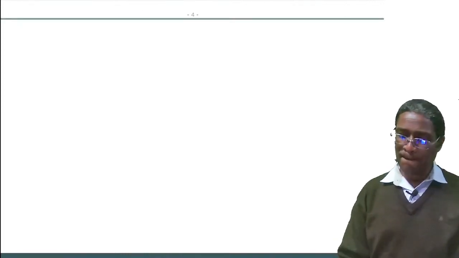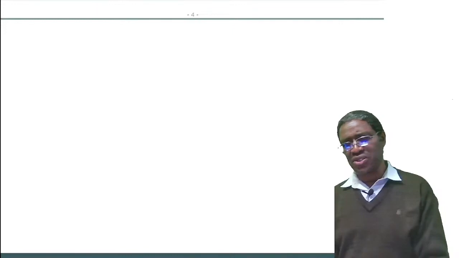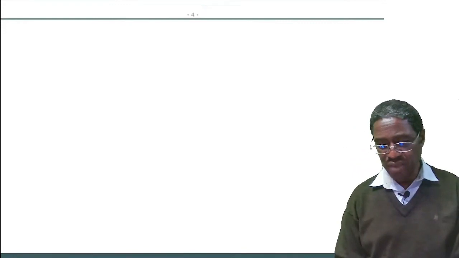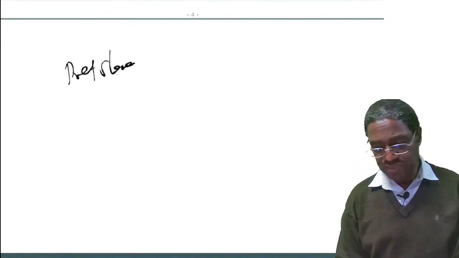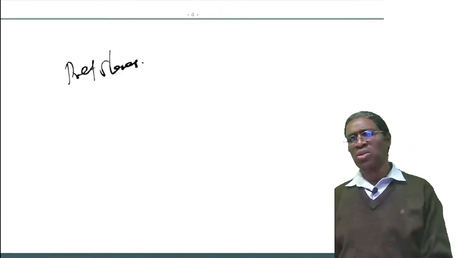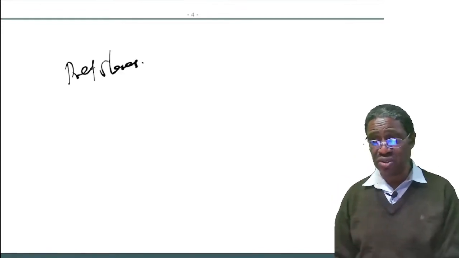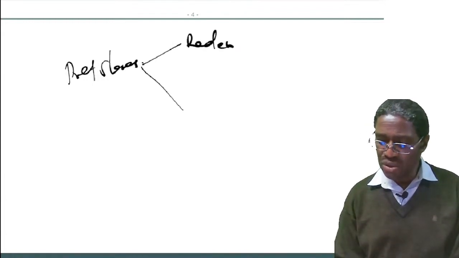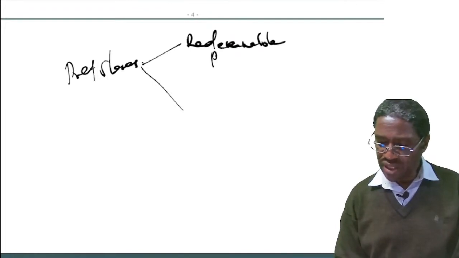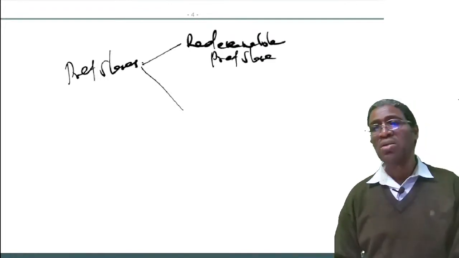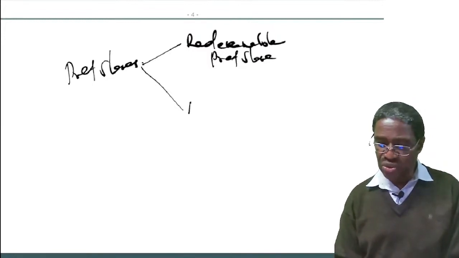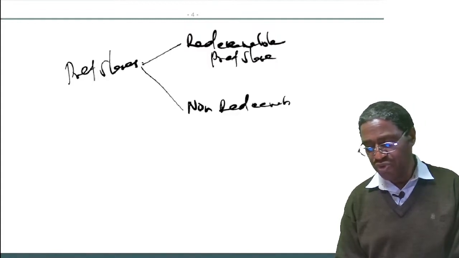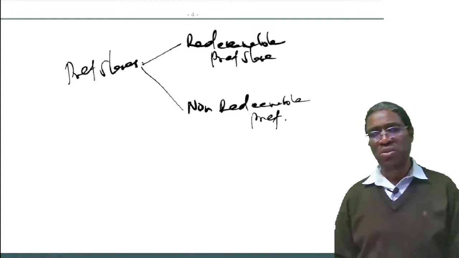Now, listen. When a company wants to raise finances, that company can issue preference shares. You all know that there are different types of preference shares. One type of preference share is what we call redeemable preference share. Or a company can issue what we call non-redeemable preference shares. Some books will call it irredeemable preference shares.